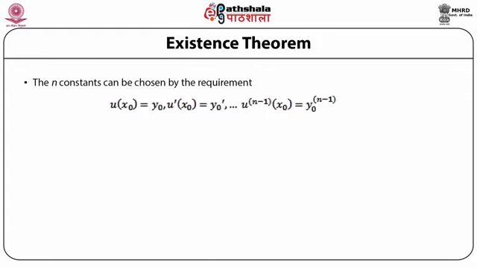The n constants can be chosen by the requirement that u of x0 is equal to y0, the derivative of u at x equal to x0 is equal to y0 prime, and so on. The n-1 derivative of u at x equal to x0 is given by y0 raised to the power n-1. The constants so obtained are unique since, according to the fundamental theorem, with these conditions the solution is unique.